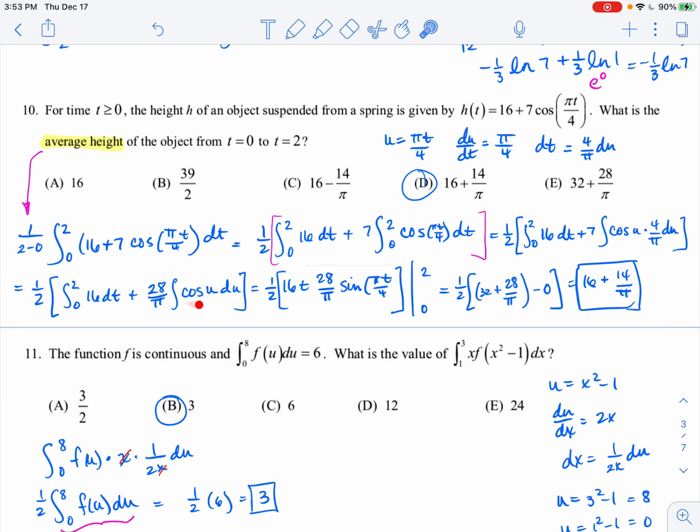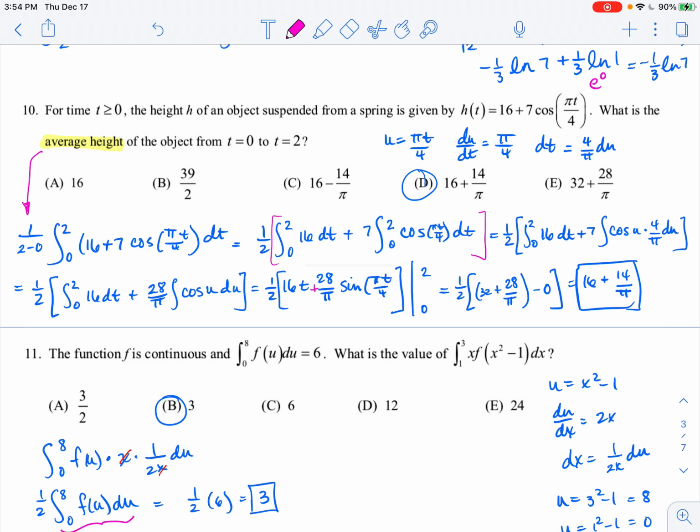Now, it's a pretty simple antiderivative to figure out. This is going to give you 16t, and there should be a plus sign right there. I dropped the plus sign somehow. Plus 28 over pi sine, and then I went ahead and plugged the u back in, and I'm going to evaluate at those u boundaries. I'm sorry, t boundaries. Plug the t back in. All right, so anyway, it should give you 16 plus 14 over pi as your final answer.